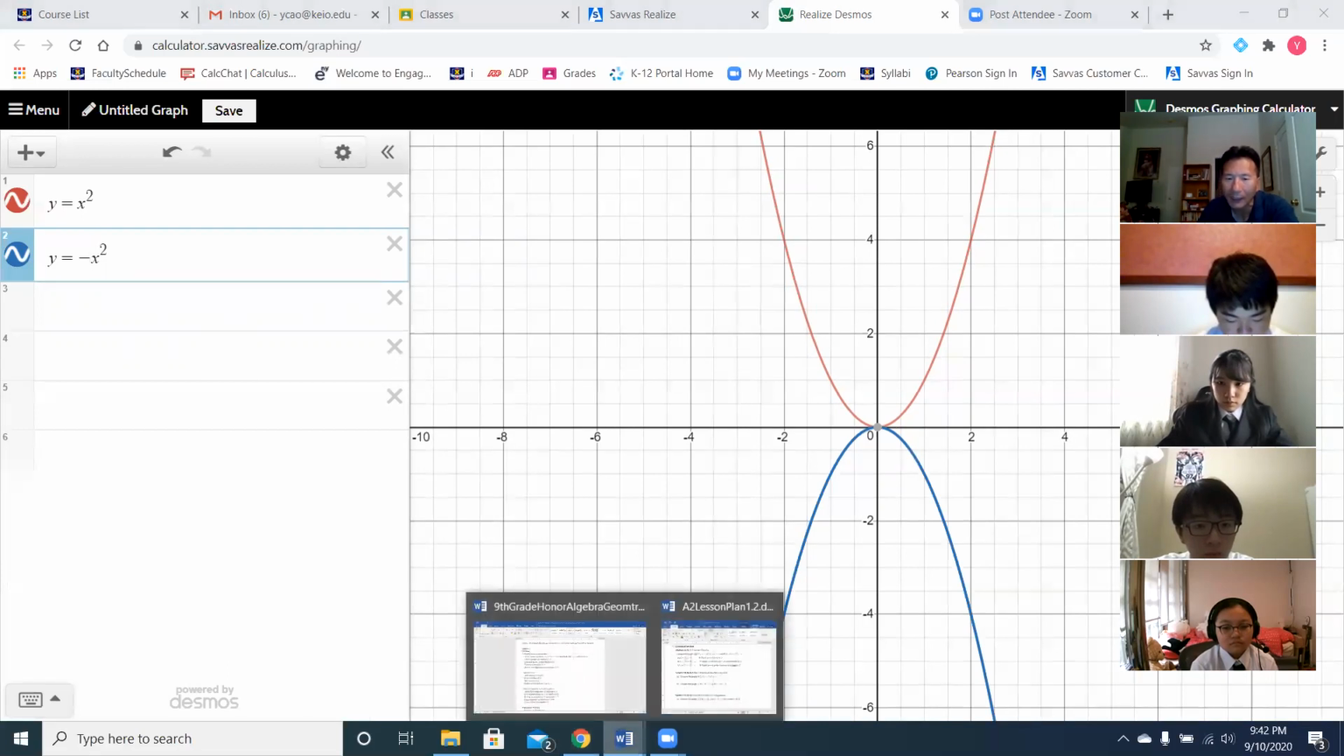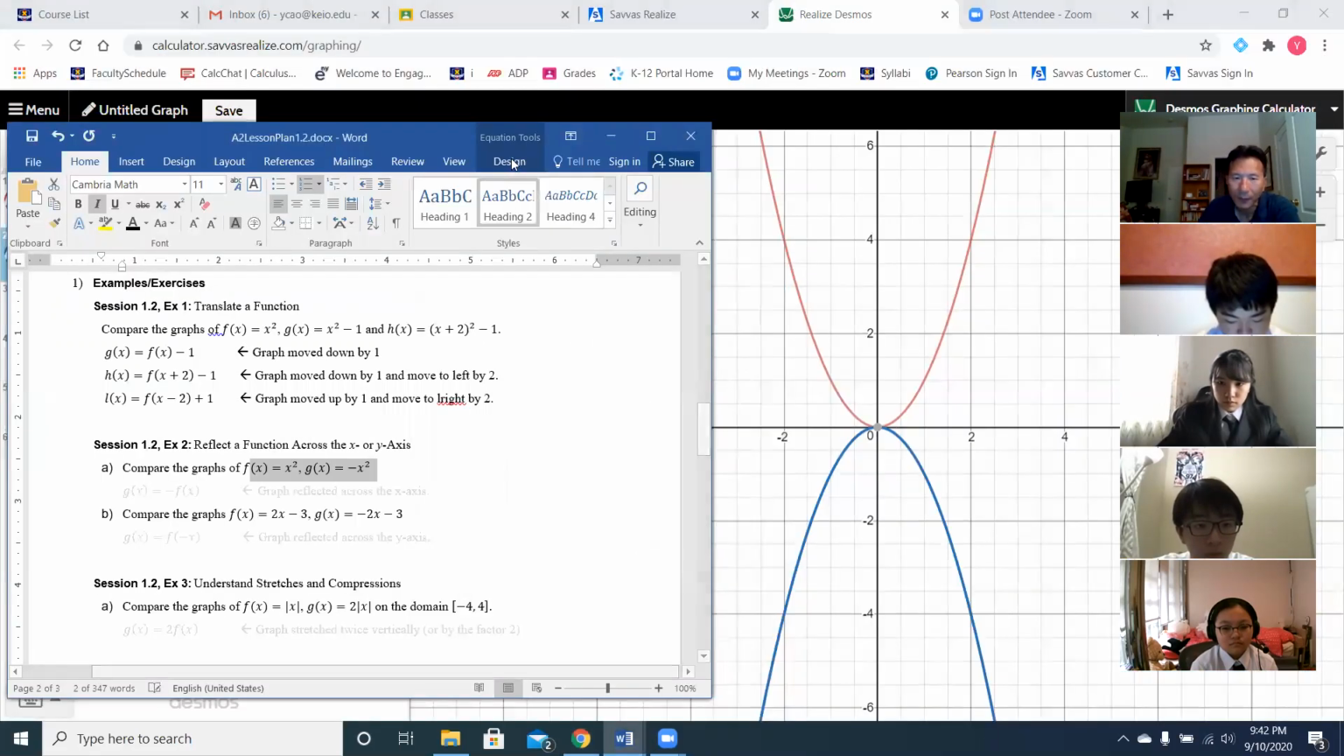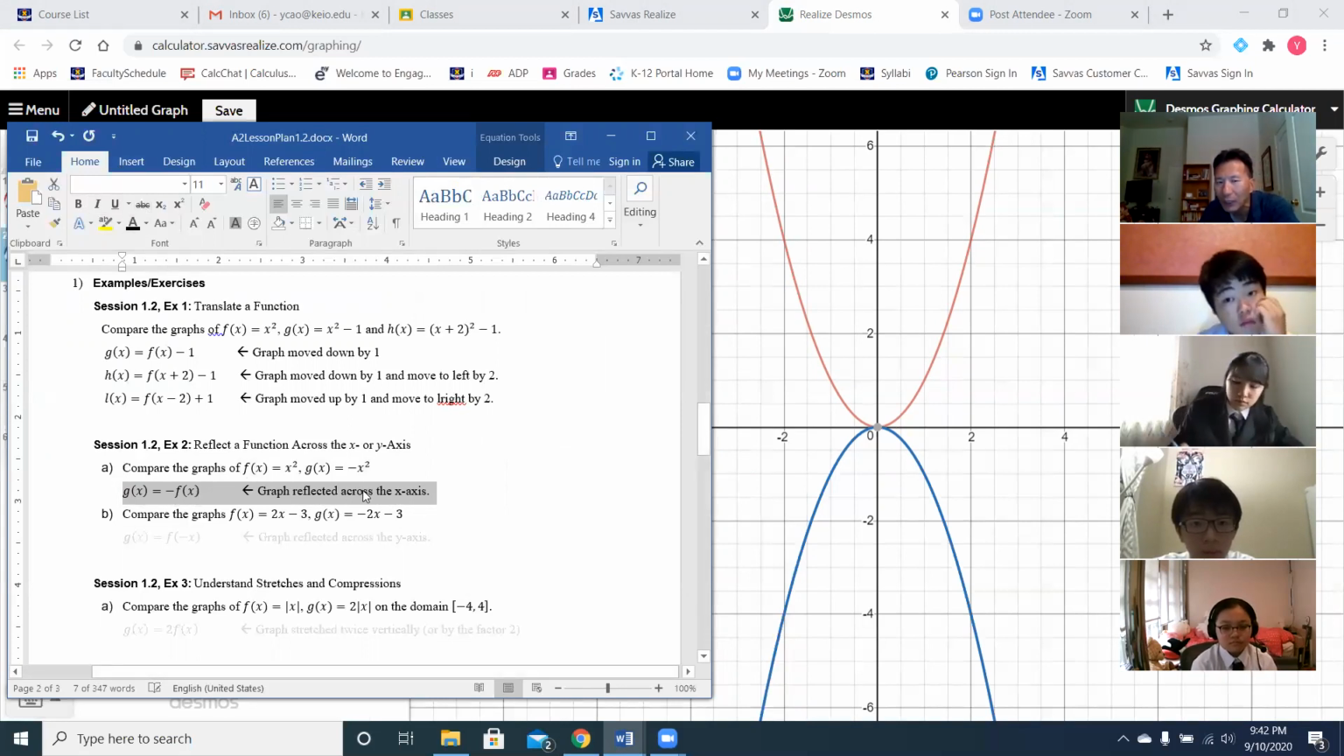So I'm going to highlight this one here. What happened is that g(x) equals -x squared. The result, graph-wise, is that the graph is reflected across the x-axis. Flip over, you got the graph. Okay, any questions so far?